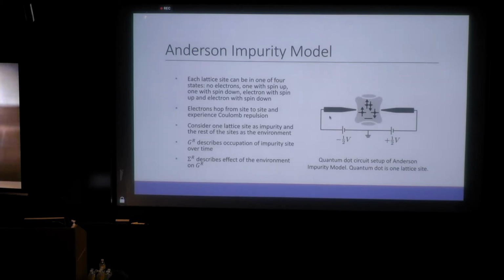Consider one lattice site where one is an impurity, and the rest of the sites are the environment. We are interested in 2 specific equations: the retarded Green's function, which describes the occupation of the impurity site over time, and the self-energy sigma r, which describes the effect of the environment on GR.